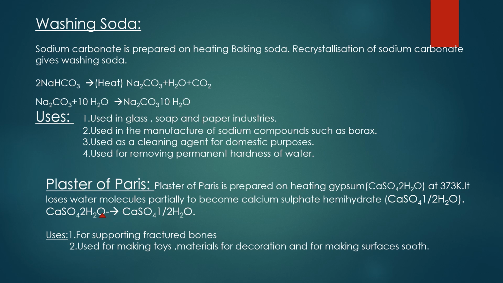The next important chemical is plaster of Paris. Plaster of Paris is prepared on heating gypsum. CaSO4·2H2O is what we call gypsum. When you heat this gypsum at a temperature of 373 Kelvin, which means 100 degrees Celsius, it loses water molecules partially.